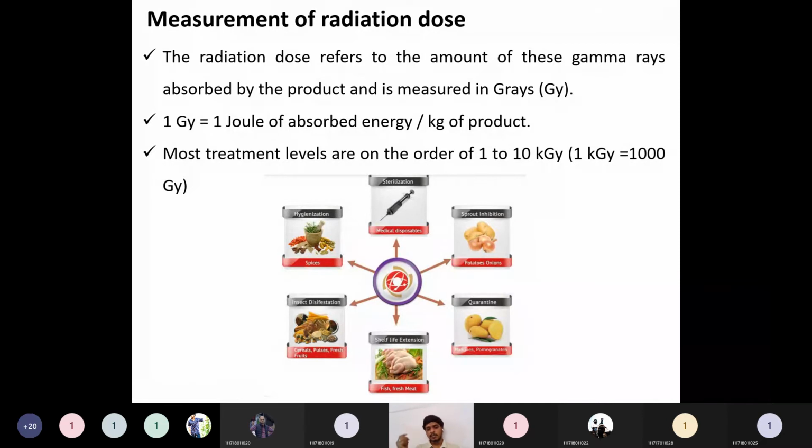Hygienization will be carried out, along with insect disinfestation. Long-term storage of pulses will have some insects inside, and those insects can also be removed using this irradiation process. Usually, to increase the shelf life of any type of fish, fresh meat or vegetables, or to inhibit sprout forming in onions or potatoes, and to quarantine or increase the shelf life of fruits and meat products, this irradiation can be used. So these are the advantages of the irradiation process.